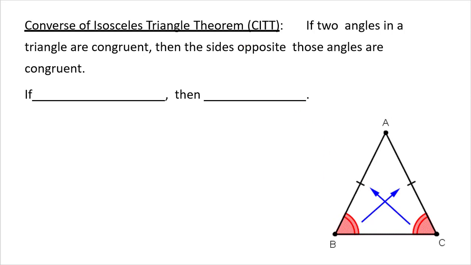The converse is also true. So if two angles in a triangle are congruent, then the sides opposite those are congruent. So if angle B is congruent to angle C, then AB is congruent to AC. So this is the converse. I start with the angles, then I go to the sides. And our abbreviation is CITT, if I were to use that, say, in a proof or giving a reason.